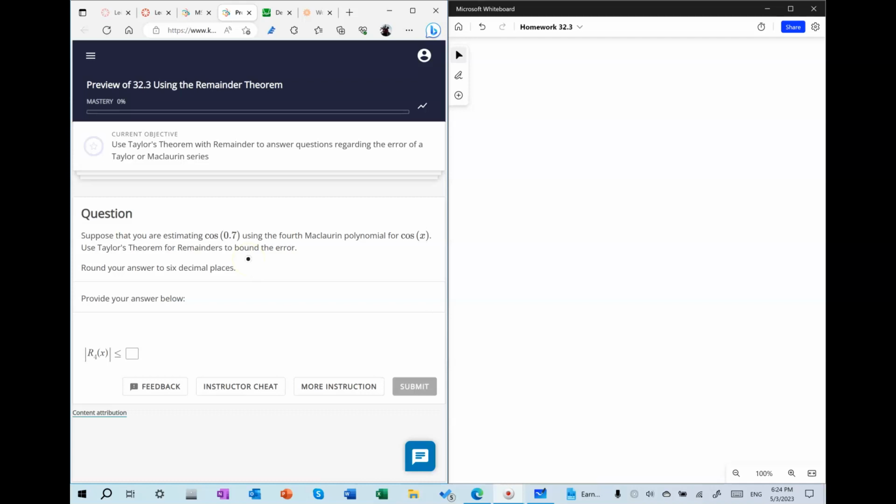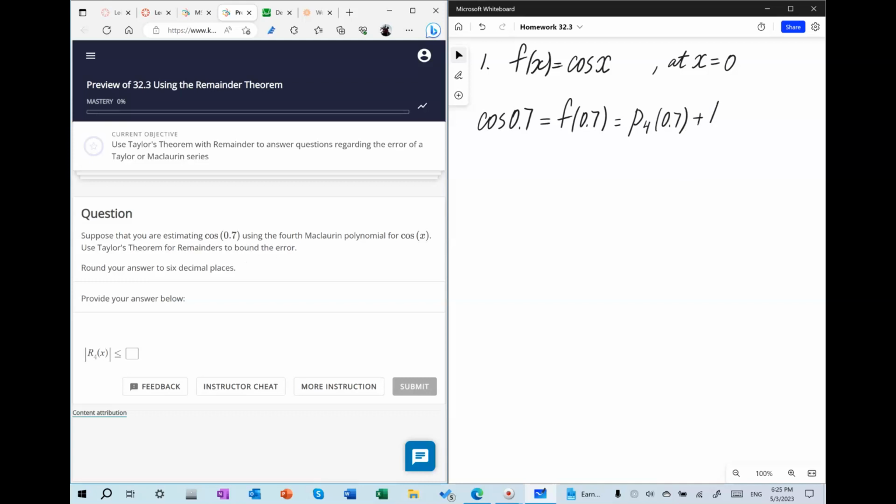The first question is to find the upper bound for the remainder. We have the function cosine of x. It's a Maclaurin polynomial, so it's centered at 0. We're trying to estimate cosine of 0.7. Cosine of 0.7 is equal to f of 0.7, but f of 0.7 is equal to the polynomial of degree 4 evaluated at 0.7 plus the remainder at 0.7.